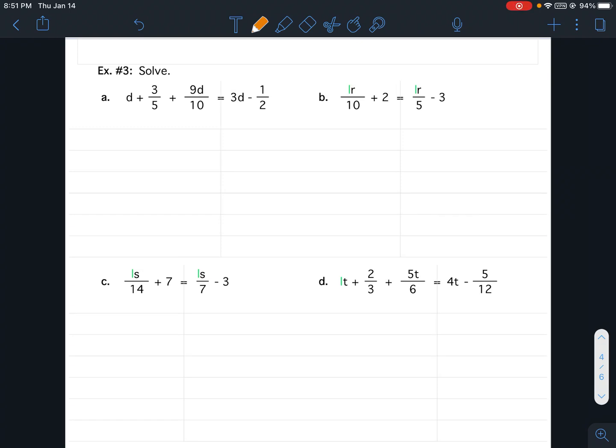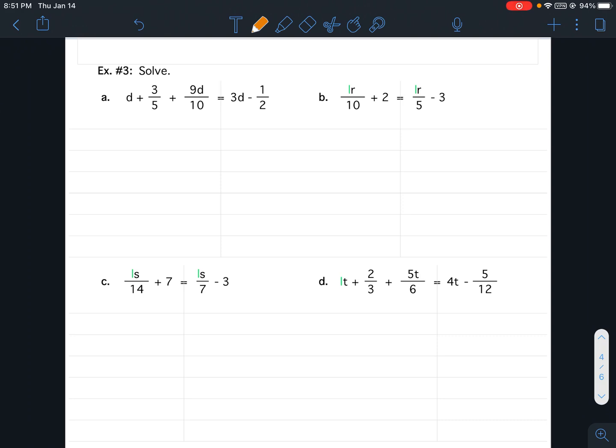Solving multi-step equations, lesson 8 notes. Example number 3. When you look at example number 3 here, these are all multi-step equations. When you look at them, what's the first thing you see? What's the thing that kind of scares you about these problems?